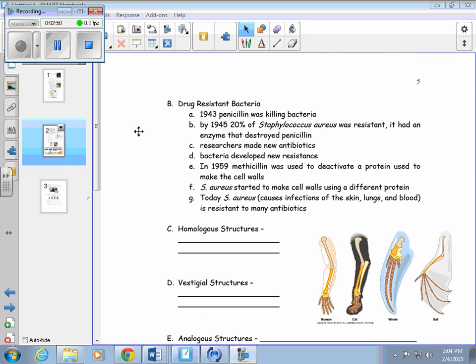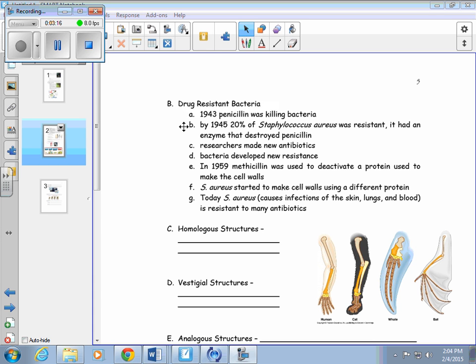The next very modern example of how evolution is still occurring is dealing with antibiotic-resistant bacteria. In the 1940s, scientists developed a drug called penicillin, and it was awesome, and everybody loved it. And anytime you had a bacterial infection, they would give you penicillin, and it would kill all the bacteria. However, that was the only antibiotic we had at the time.